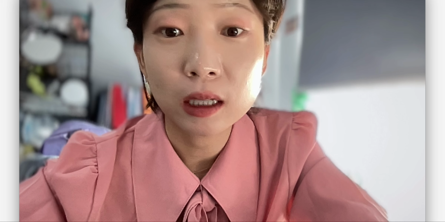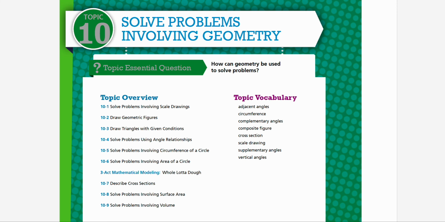We'll look at the overall topic first. So topic 10 is about solving problems involving geometry. The topic essential question would be, how can geometry be used to solve problems? So this is all about geometry. Look at the topic vocabulary: adjacent angles, circumference, complementary angles, composite figure, cross-section, scale drawing, supplementary angles, vertical angles.